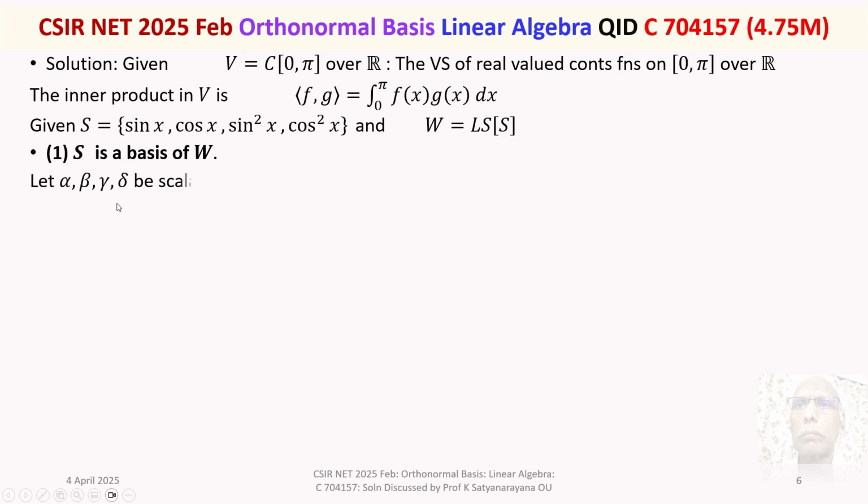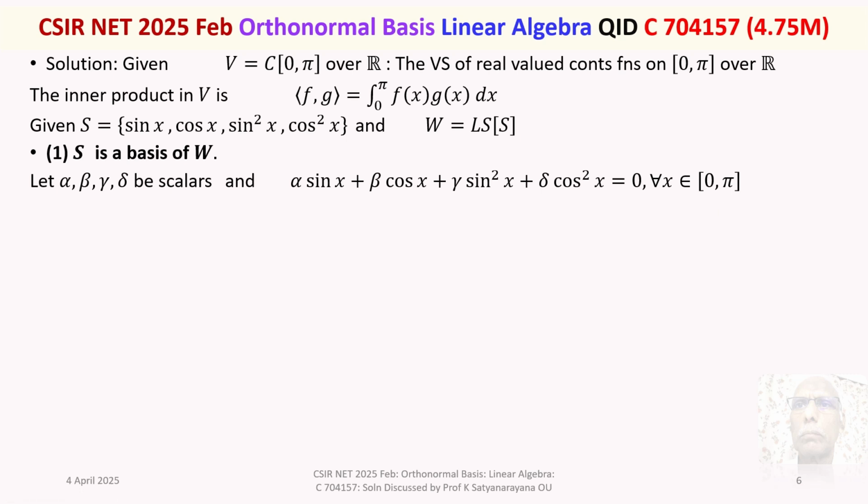So, let alpha, beta, gamma, delta be scalars. Scalars means belongs to R. And alpha times sin x plus beta times cos x plus gamma times sin square x plus delta times cos square x is equal to 0, true for all x belongs to the closed and bounded interval 0 to pi. Right. We take x is equal to 0. Substitute. Sin x is 0. Cos x will be 1. Thereby, we get beta plus delta is equal to 0.